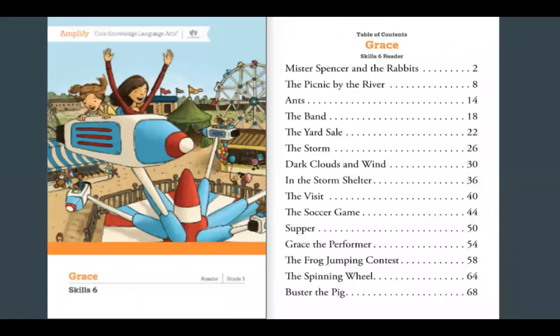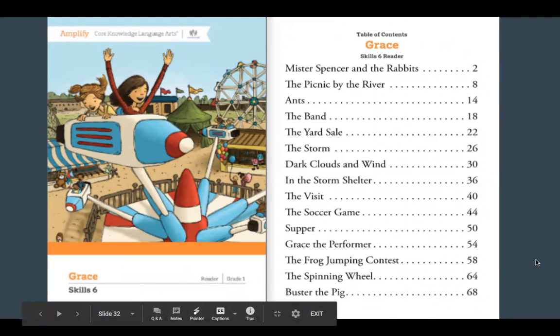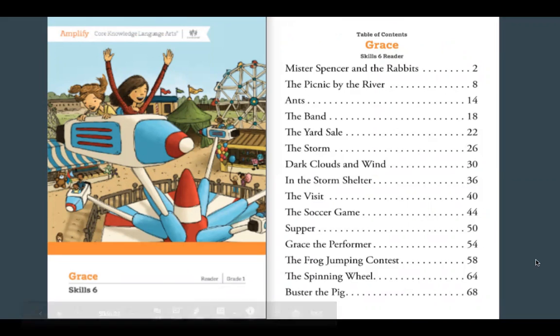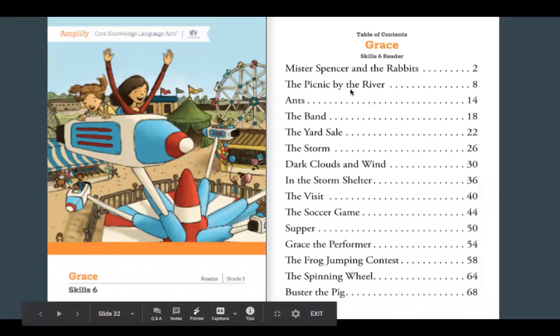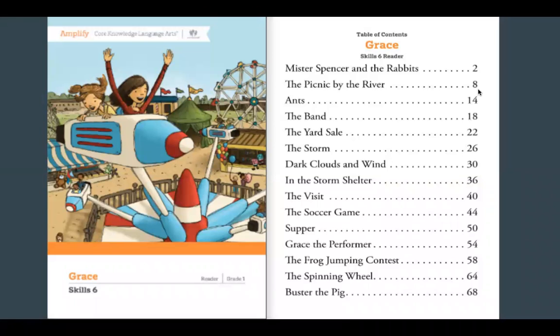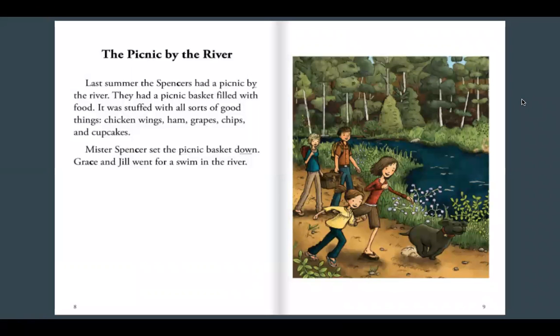So here's the front of our book, and the next page is our table of contents. Who remembers what the table of contents tells us? That's right, it tells us the chapters and the page numbers. So we are going to be reading The Picnic by the River, and it is found on page 8. I want you to read along with me as I read.